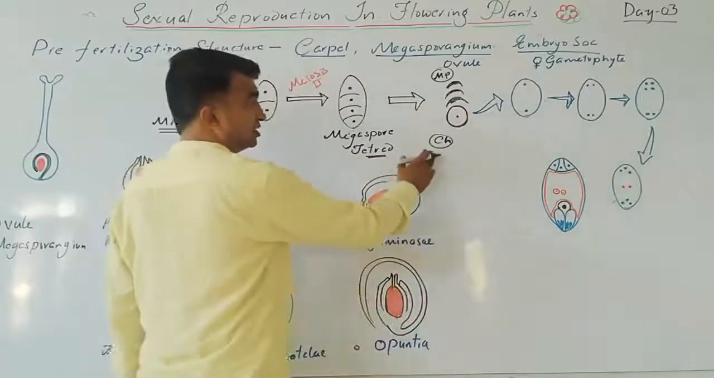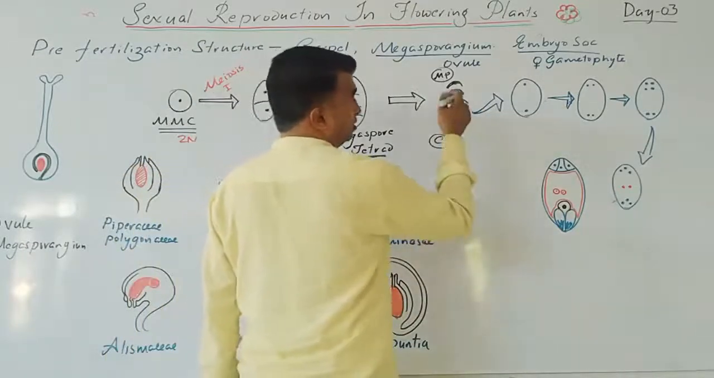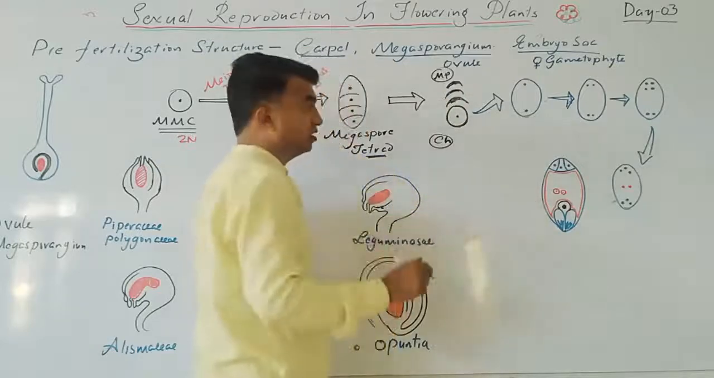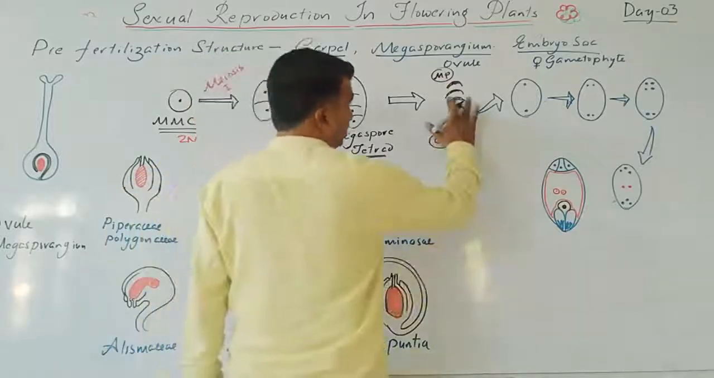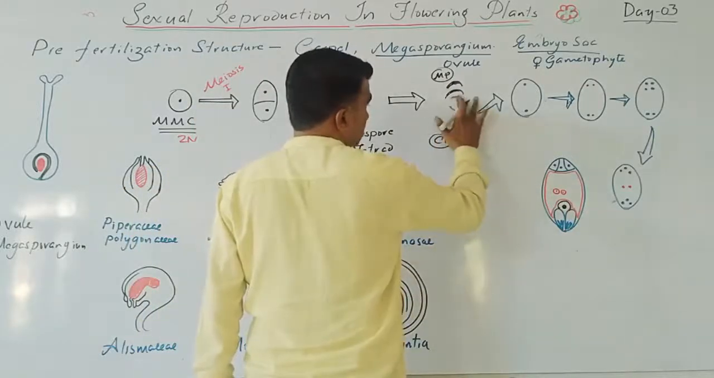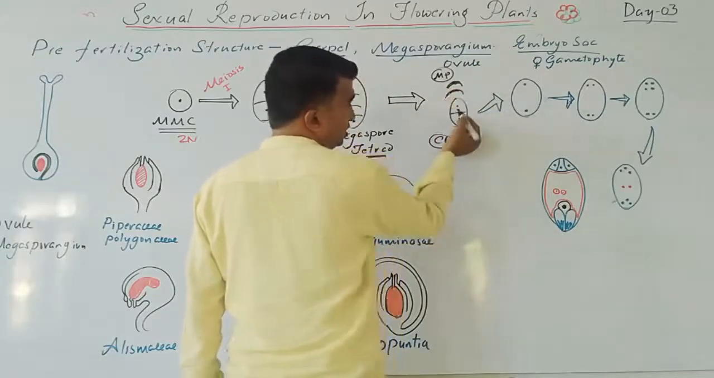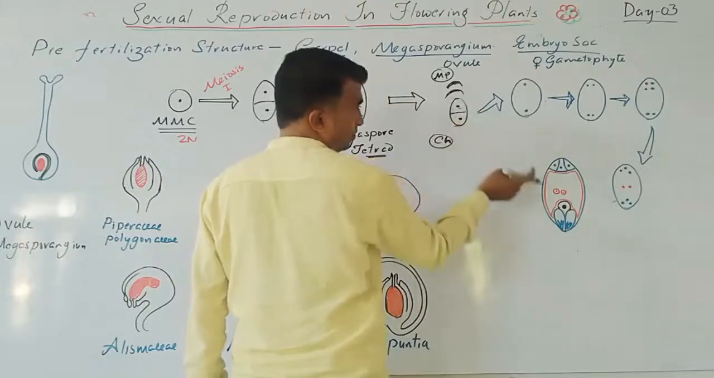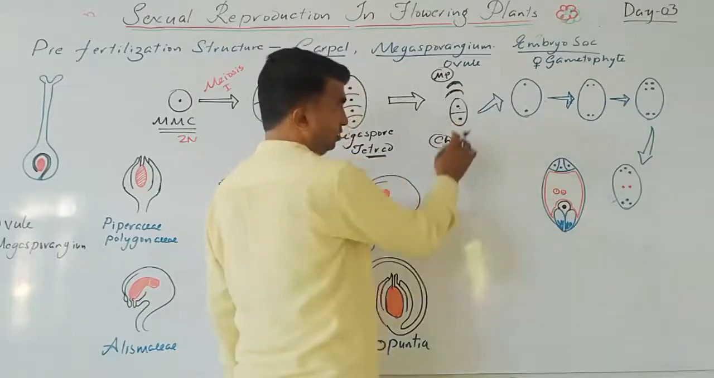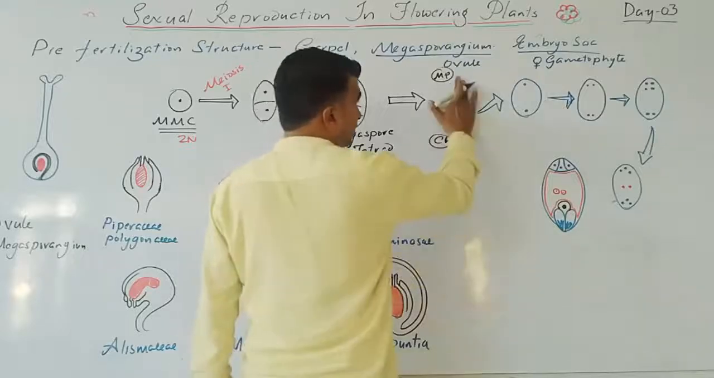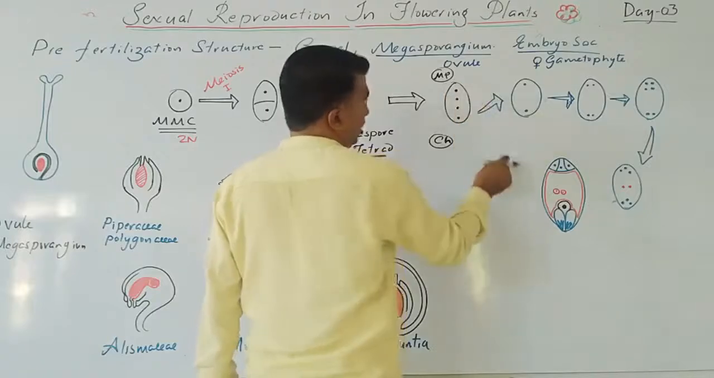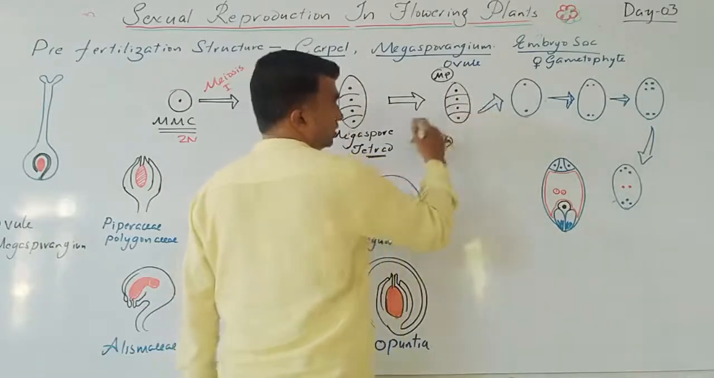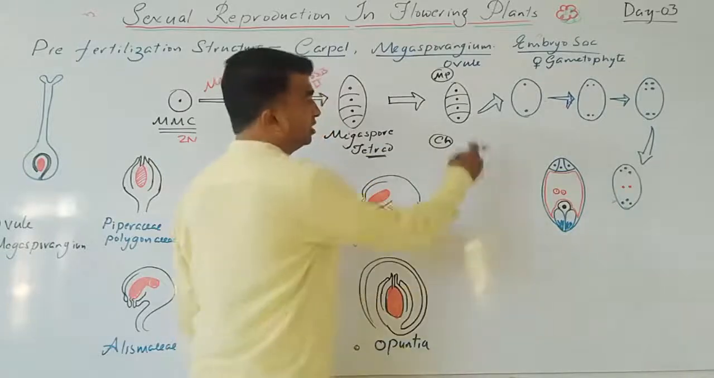If this chalazal megaspore, a single functional megaspore, is responsible for the development of the embryo sac, then this phenomenon is called monosporic development. If instead two megaspores are functional and two degenerate, and these two megaspores are responsible for the development of the embryo sac, then it is called bisporic. Two megaspores are involved. In some cases, all four megaspores are involved in the development of the embryo sac. Then it is tetrasporic.